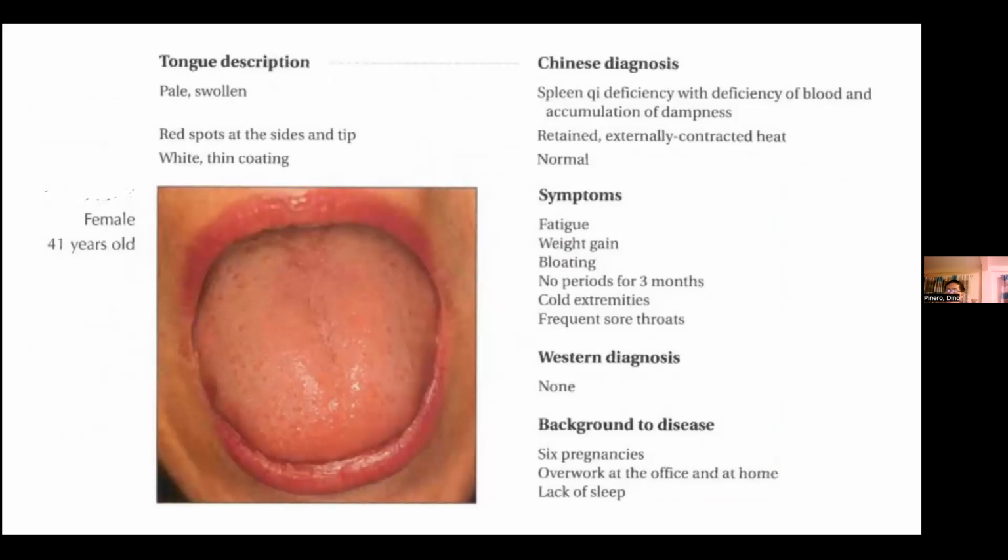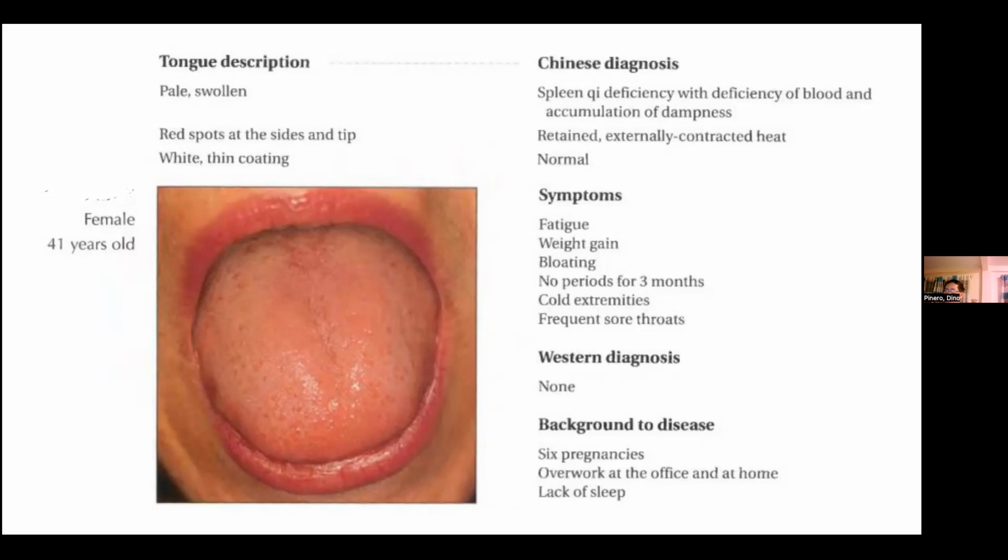Next patient, we have a female, 41 years old. Ang tongue ng patient is pale and swollen. This indicates spleen qi deficiency with deficiency of blood and accumulation of dampness. There are red spots at the side of the teeth. So observe po natin yung tongue, which indicates that there is a retained externally contracted heat. There's also white thin coating, which is normal.